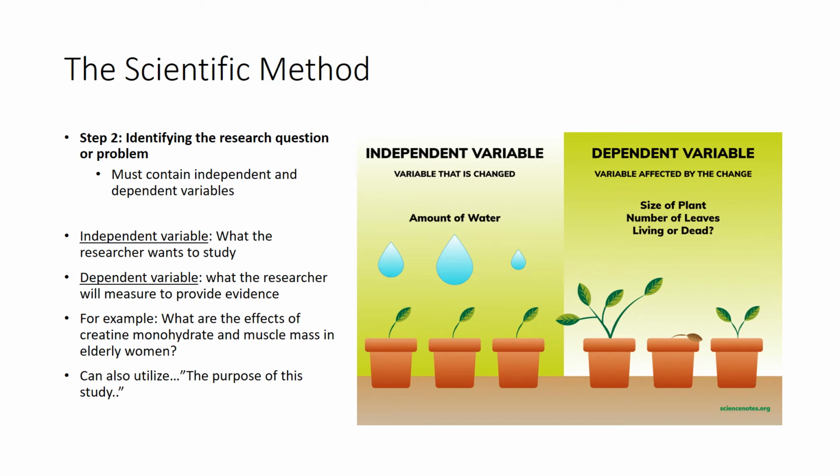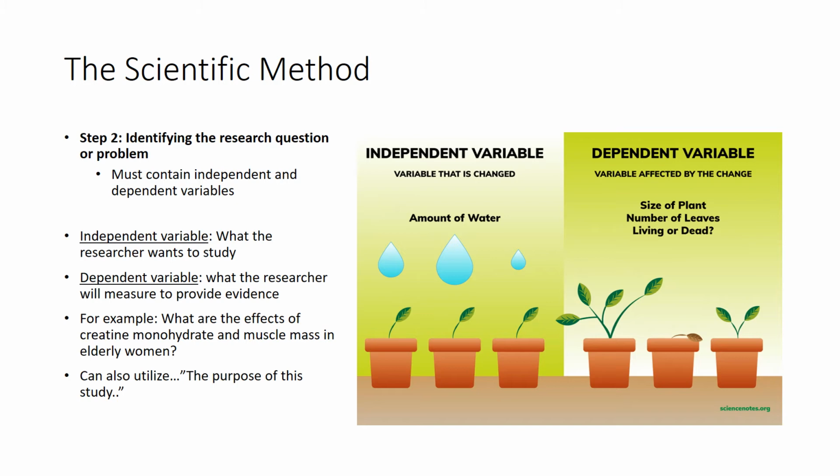The research question should have independent and dependent variables that you're studying. The independent variable is what the researcher wants to study, while the dependent variable is what the researcher will measure to provide evidence. So sticking with our example on creatine, a research question may be: what are the effects of creatine monohydrate on muscle mass in elderly women?